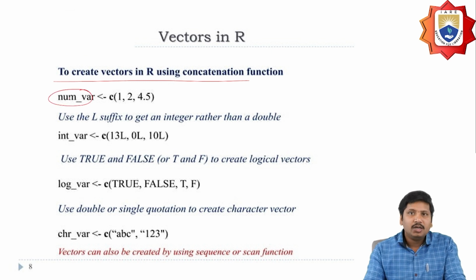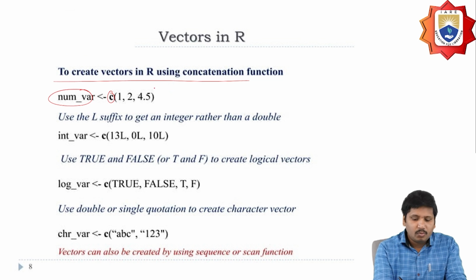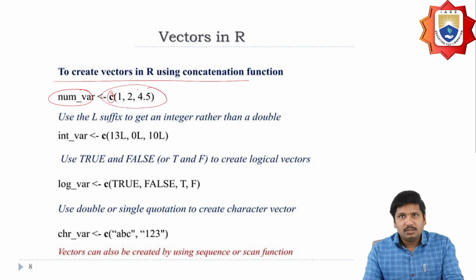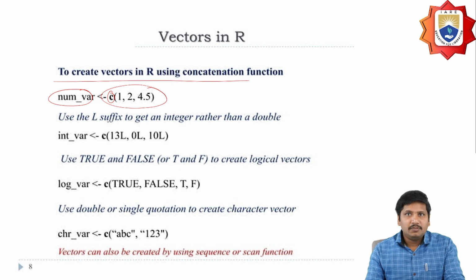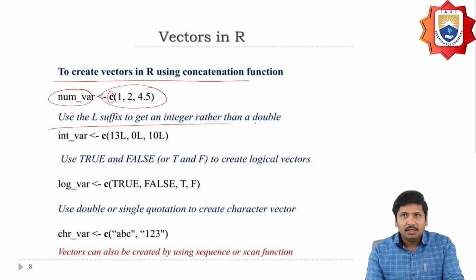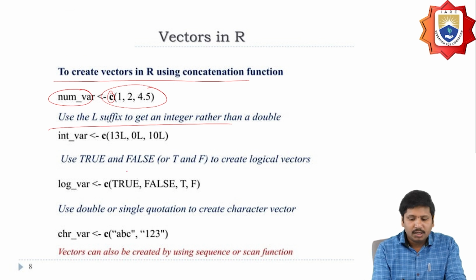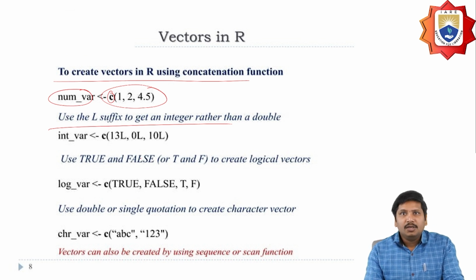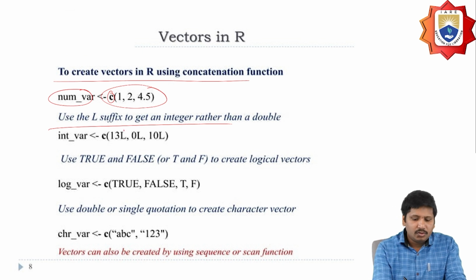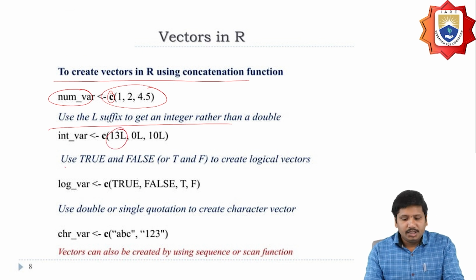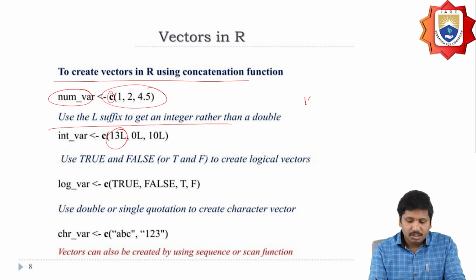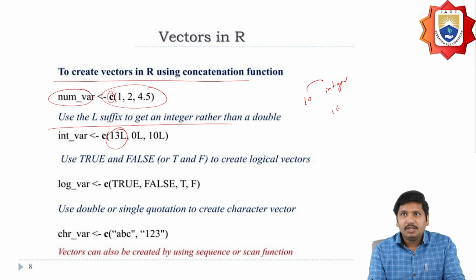I'm going to create a numerical variable vector by making use of the c function, what we call the concatenation function. If I specify an L suffix to a number, it becomes an integer rather than a double. So it should be an integer. Suppose I want to represent 10 as an integer, then I have to write it as 10L in our programming.